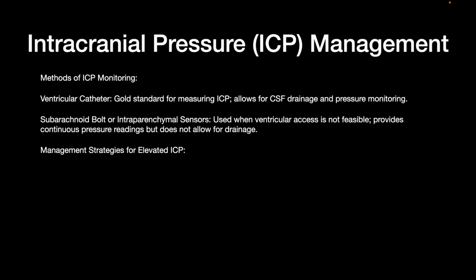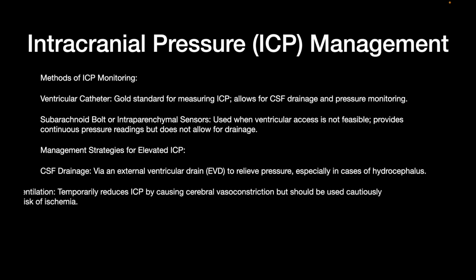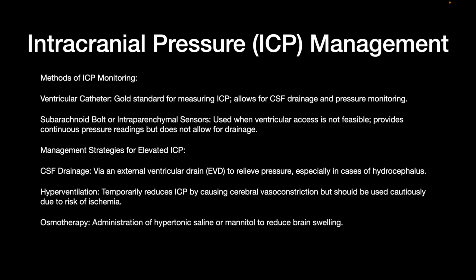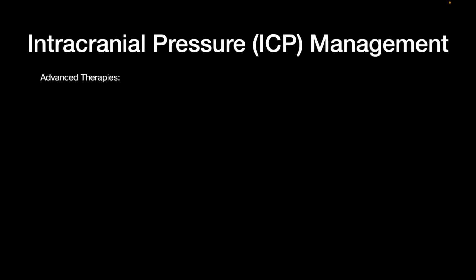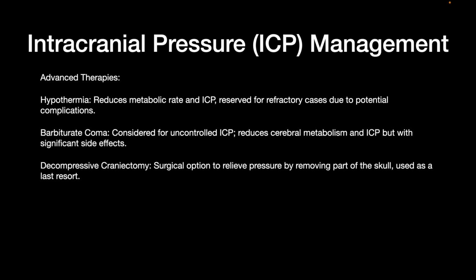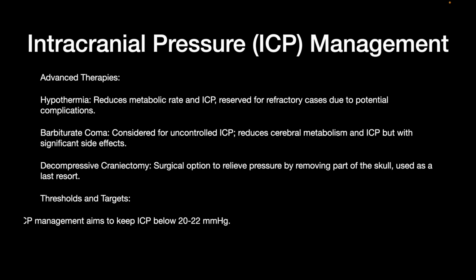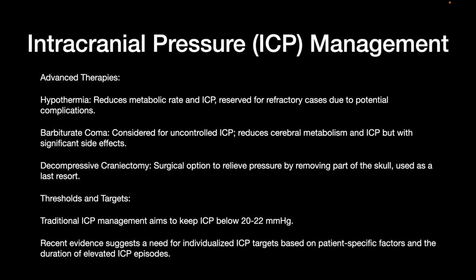Management strategies for elevated ICP are CSF drainage, that is via EVD to relieve the pressure, hyperventilation, osmotherapy, sedation and analgesia. The advanced therapies are hypothermia, barbiturate coma, decompressive craniectomy. Thresholds and targets are very important. The target is to keep the ICP below 20 or 22. Recent evidence suggests a need to individualize ICP targets based on patient-specific factors and the duration of the elevated ICP episode.